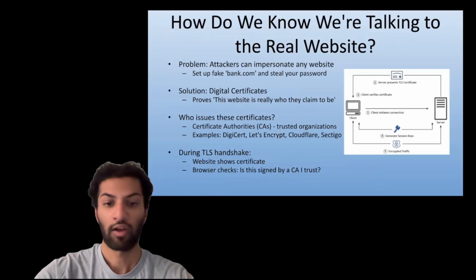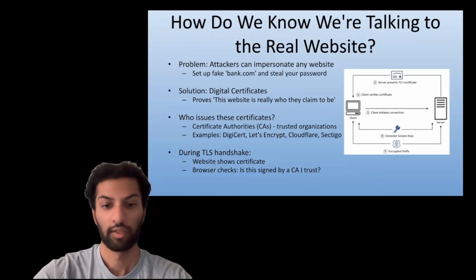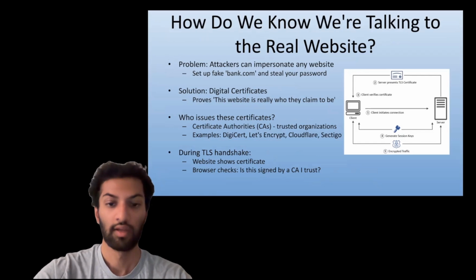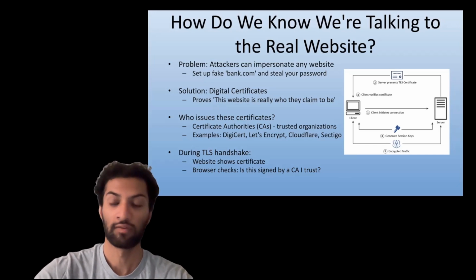The next problem is, how do you know you're talking to the real website? The solution is digital certificates, like a driver's license for websites. Certificate authorities like DigiCert and Let's Encrypt issue these after verifying identity. Your browser trusts about 100 CAs, and during the handshake, the website shows its certificate, and the browser checks if this is signed by a CA I trust. If yes, you get a padlock. If not, warning.